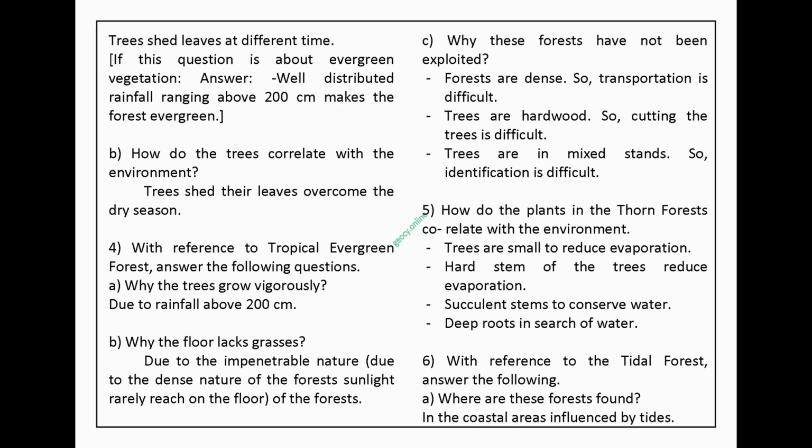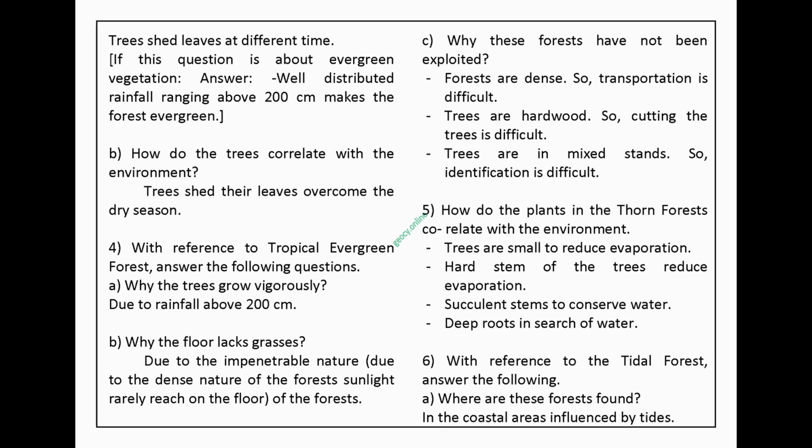Why have these forests not been exploited? Forests are dense, so transportation is difficult. Trees are hardwood, so cutting the trees is difficult. Trees are in mixed stands, so identification is difficult. How do the plants in the thorn forests correlate with the environment?